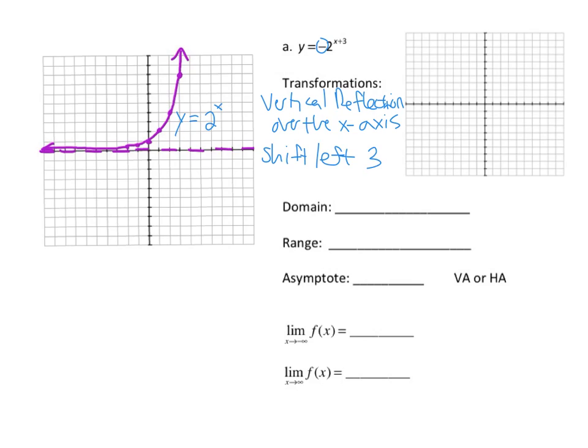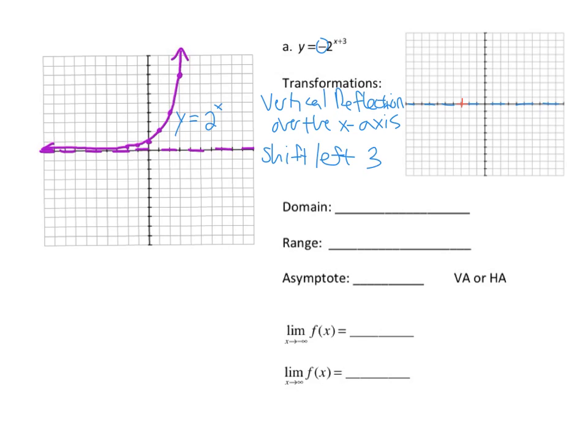So since it's a horizontal shift, the asymptote is not going to move. It's going to stay on the x-axis. So I draw that in, and then I'm going to reflect this graph. Well, I'm shifting it 3 to the left. So my new starting place is 3 to the left, right here. It's like that's where I'm moving my origin.